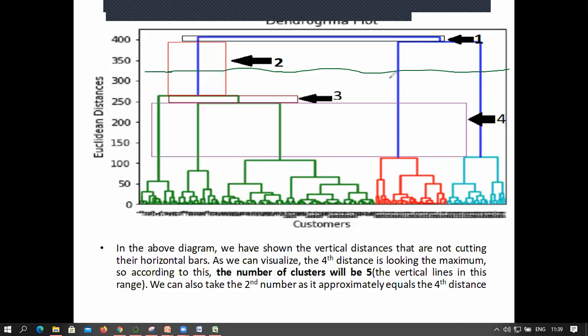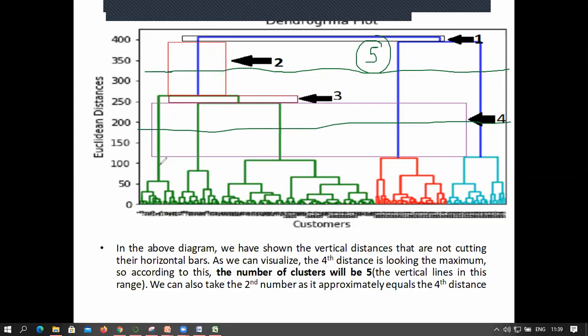1, 2, 3, 4, and 5. Okay, that means how many vertical lines it is crossing? 5. That means the number of clusters that you have to take is 5. And suppose you are taking this fourth one, here also you will draw one horizontal line. Again, check the number of vertical lines it's going to cut.